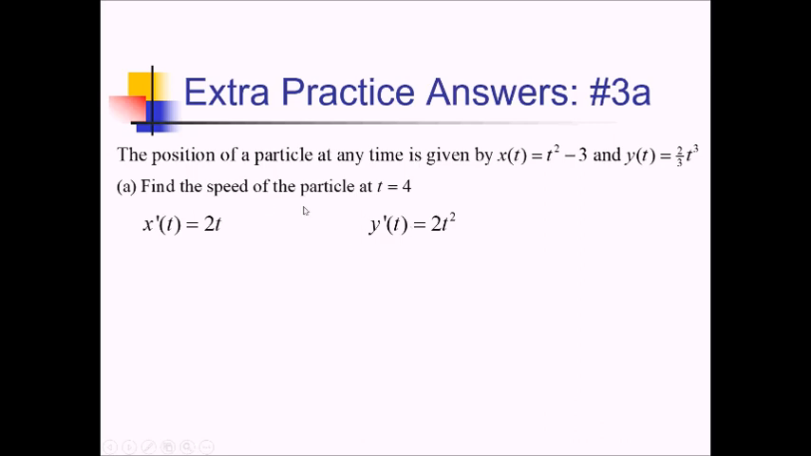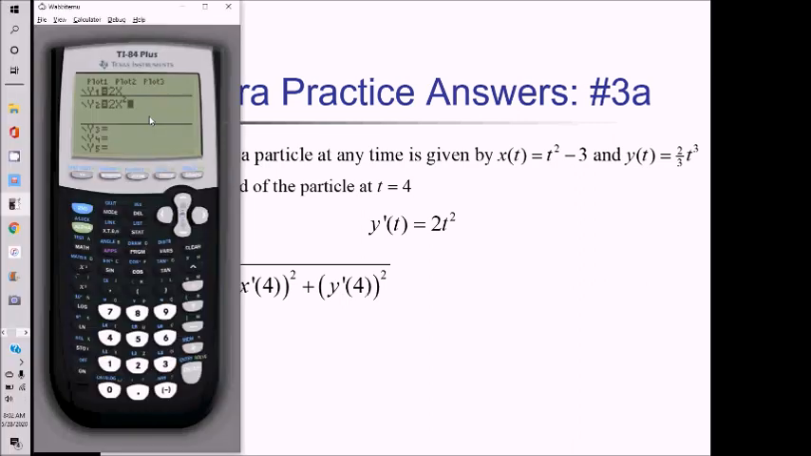So now for the speed of the particle, that's going to be the square root of x prime of 4 squared plus y prime of 4 squared, which I can now do on the calculator. To start us off here, I've actually entered x prime as y1 and y prime as y2. These are not super complicated functions. I could probably do a lot of this in my head, but I'm eventually going to have to do something on the calculator if I want a single decimal answer. So might as well start here.